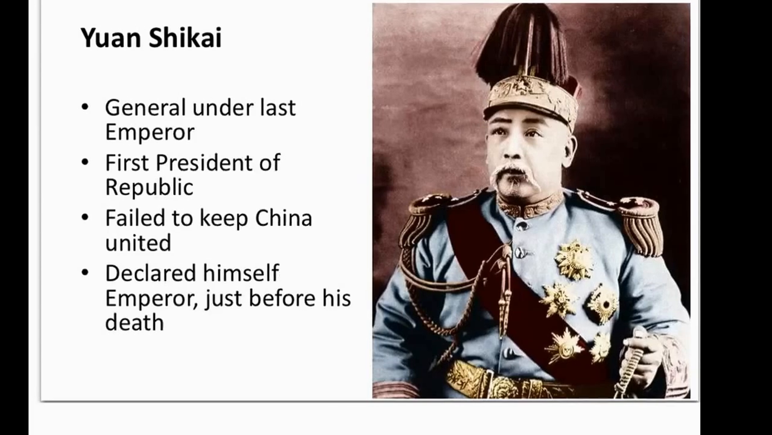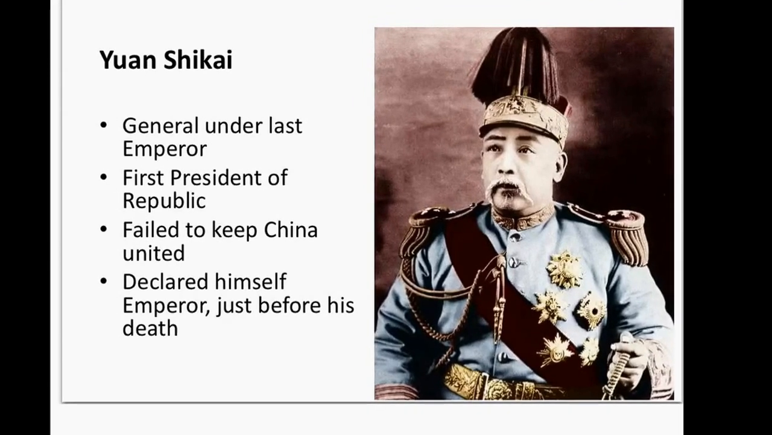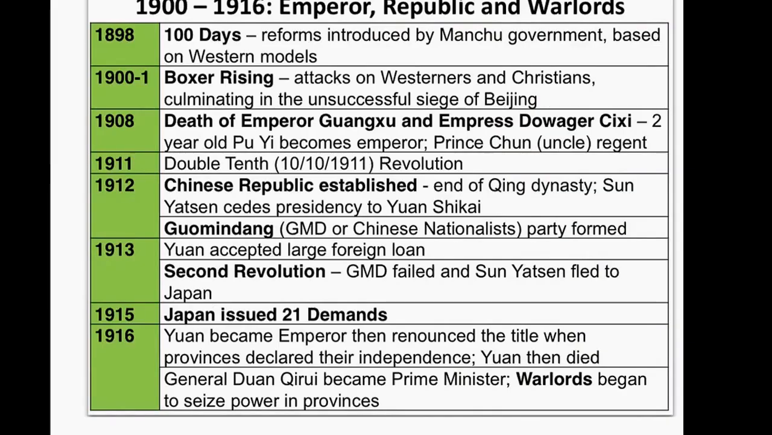Yuan Shikai was a general under the last emperor. When the empire collapsed, he was able to force the nationalists to make him president. He failed, however, to keep China united, and never a great believer in republicanism, he declared himself emperor, but then died that same year. Let's do a quick run-through of China's history since 1900 in order to get an overview.